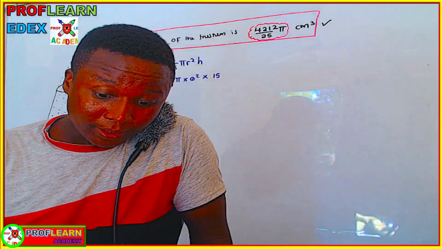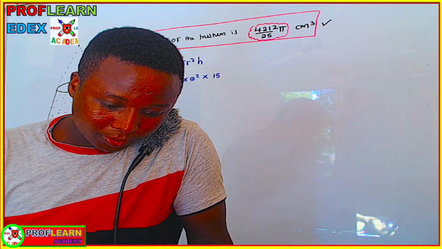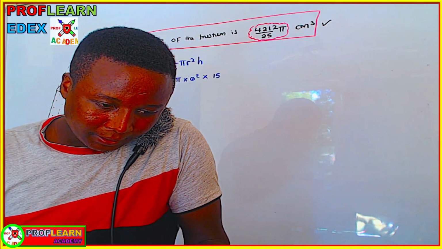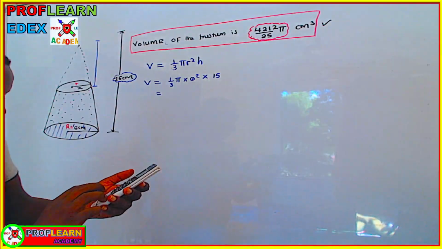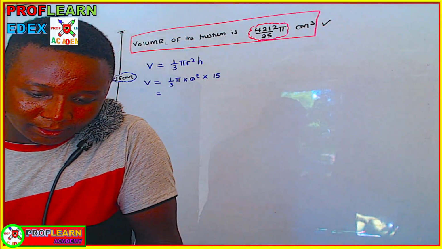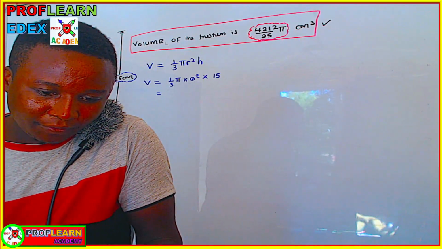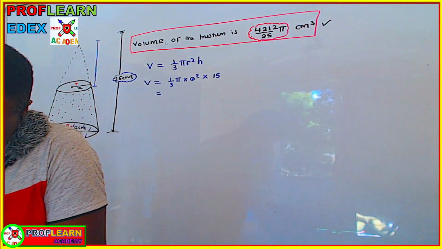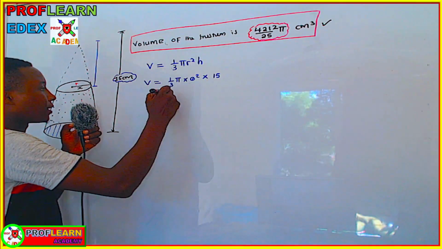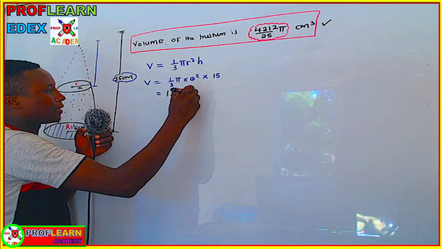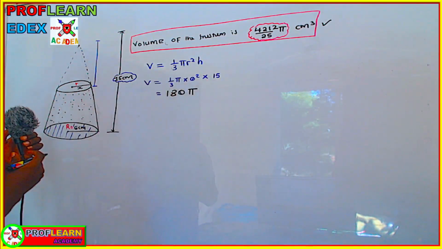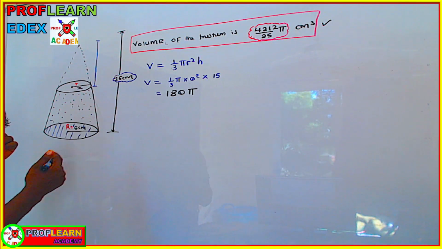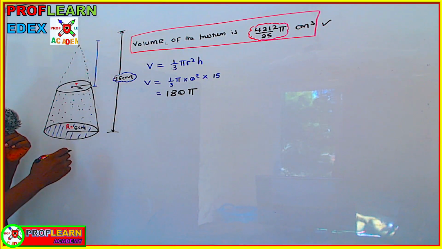So at this point we are going to say a third times pi times the radius, which is 6, so that is 6 squared times the height, which is 15. So this is going to give me 180 pi. So if I work this out, I'm getting 180 pi as the volume of the entire cone.